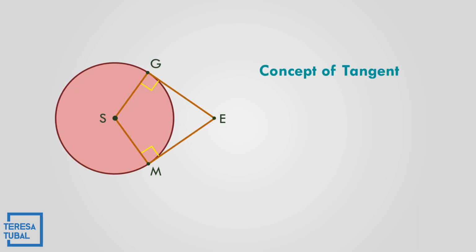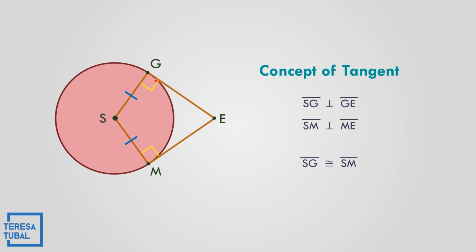So what could be the concept of tangent? The tangent line is perpendicular to the radius of the circle. So segment SG is perpendicular to segment GE, and segment SM is perpendicular to segment ME. It forms 90 degrees for the angle EGS, so that is equal to 90 degrees. And also angle EMS is equal to 90 degrees.